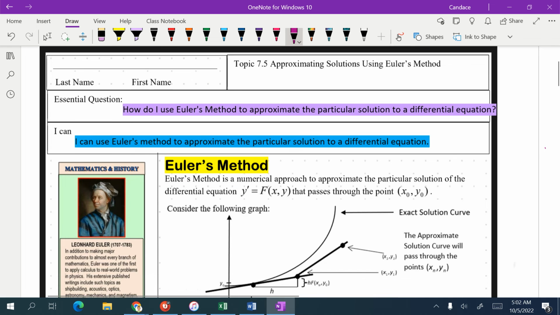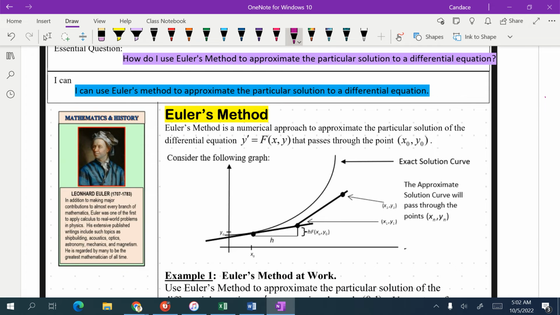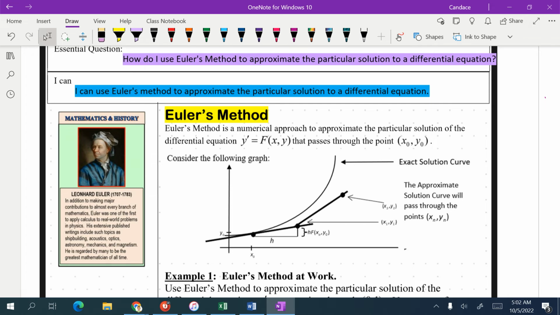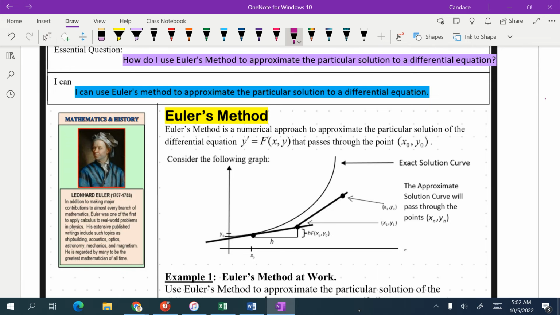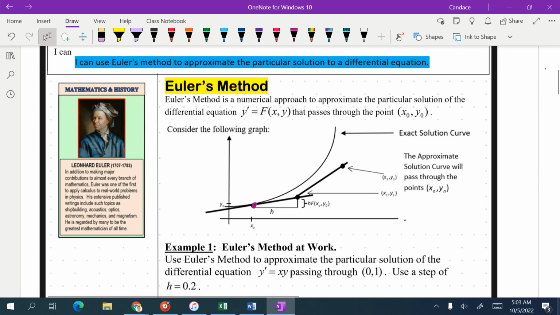Euler's method is a numerical approach to approximate the particular solution of the differential equation y prime equals f of x, y that passes through the point x sub 0, y sub 0. We talked about slope fields the other day, and that's kind of an overall approximation. But if we want a tangent line approximation that's right on the slope at a point on the curve, we can use Euler's method to get that. Notice we've got a curve and some approximations here, because sometimes we don't have all the information, but we've got some numbers to work with.